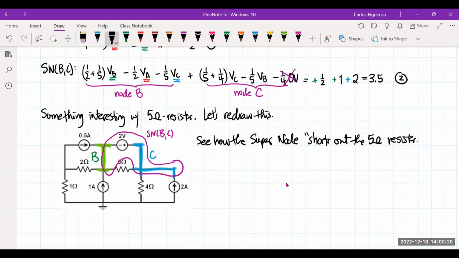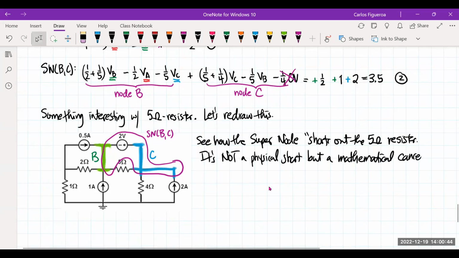And what this does here is it's not a physical short, but a mathematical short, a mathematical cancellation. Maybe cancellation is a better word. Cancellation in the supernode of BC here. Now, let me show you what I mean.